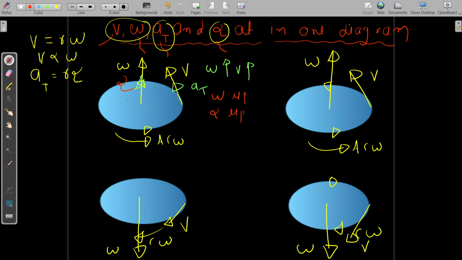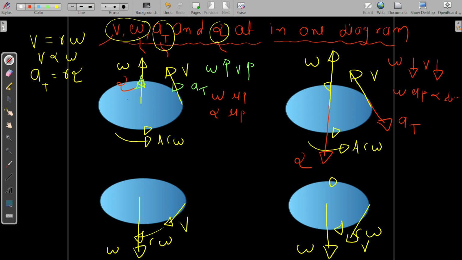Now moving to the second case, let us suppose omega is decreasing. So we know velocity is decreasing. If velocity is decreasing, this is the direction of the tangential component AT. Now curl fingers in the direction of AT and decide the direction of alpha. The curling of the fingers for AT is in the opposite direction, so this is the direction of alpha. So in this case omega is up but decreasing, then alpha becomes down.